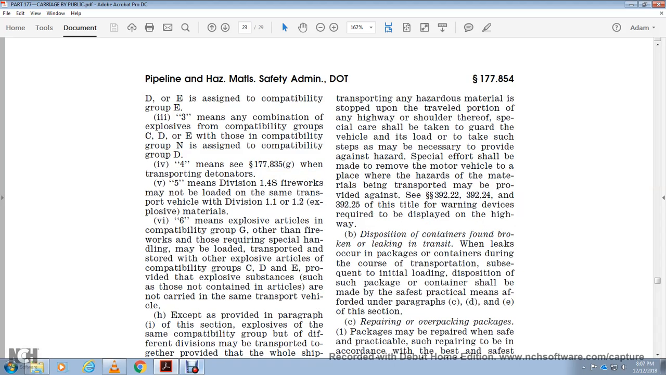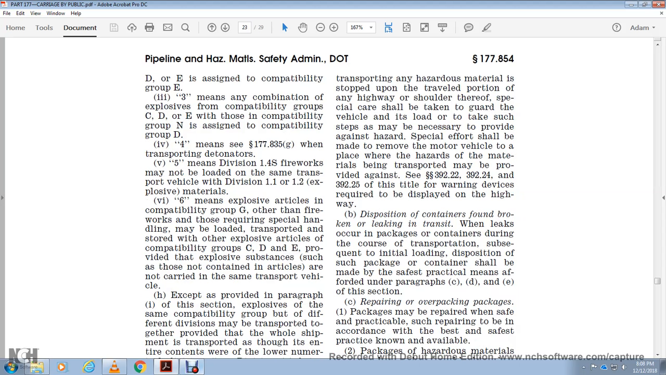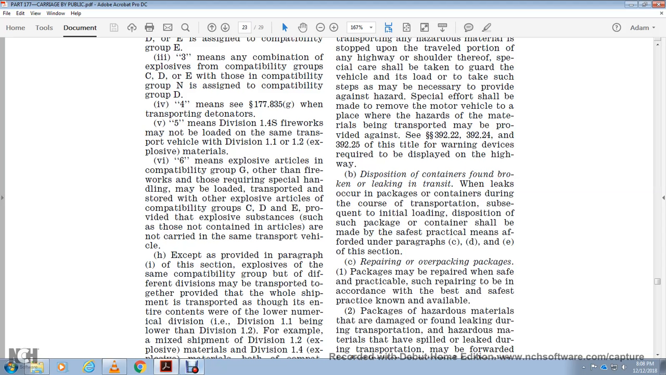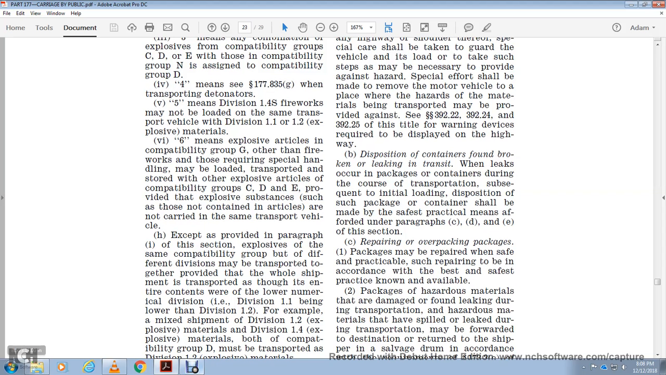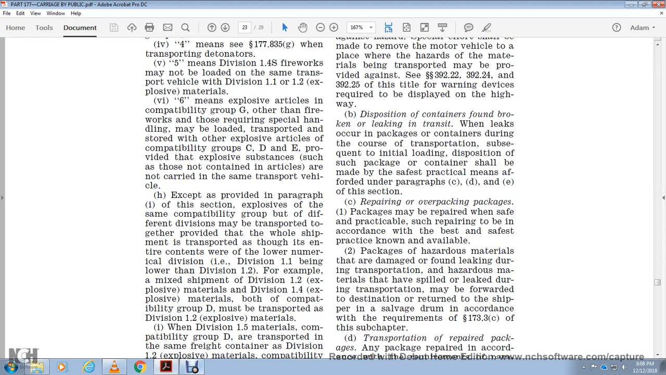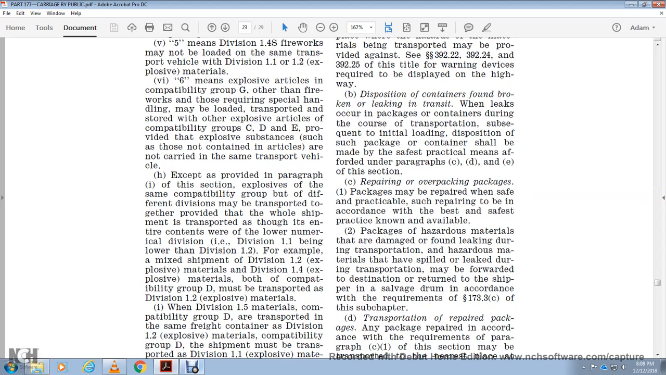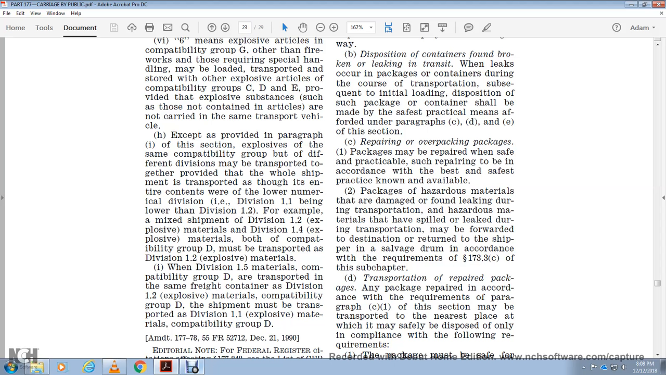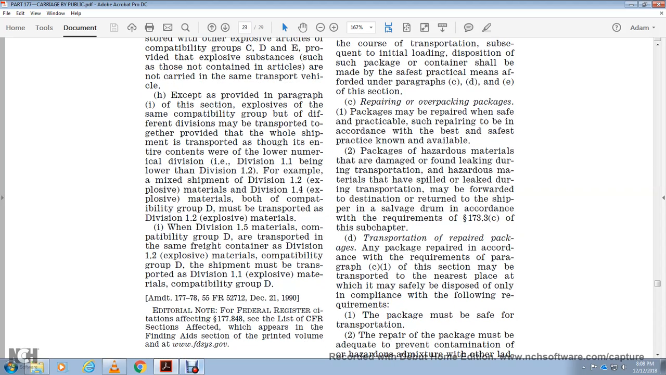7 means, provided paragraph 1 of the section above is met, materials of the same compatibility group of different divisions may be transported together, provided the whole shipment is transported as composite of the lower-numbered division. For example, a shipment of Division 1.2 explosive material with Division 1.4 explosive materials, both compatible with group D, must be transported as Division 1.2. Division 1.2 explosive material and Division 1.5 material compatible with group D are transported in the same freight container. Division 1.2 explosive materials compatible with group D may be transported with Division 1.1 explosive material compatible with group D.